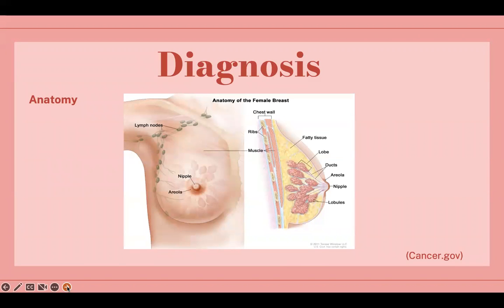In this slide, we have the anatomy of the breast. The areola and nipple are on the outside, while the lymph nodes are on the inside. The lymph nodes are small bean-shaped structures that filter lymph and store white blood cells. The most common tumors will grow in the upper outer quadrant, while the lowest frequency of tumors will grow in the lower inner quadrant. So as you can see, there's muscle in the anatomy of the female breast. There's also the chest wall, and it is mainly composed of fatty tissue with lobes, ducts, and lobules.